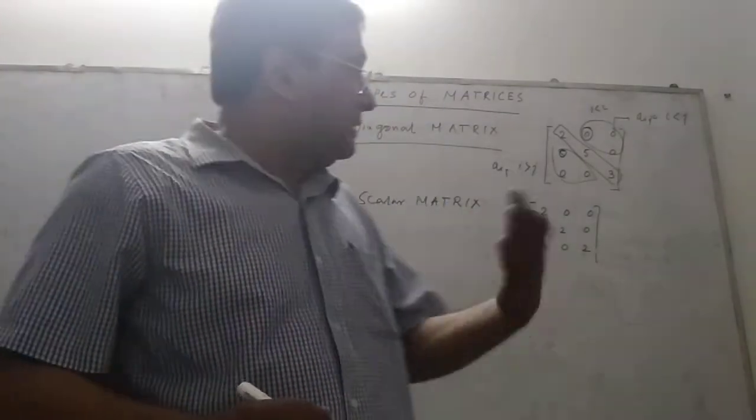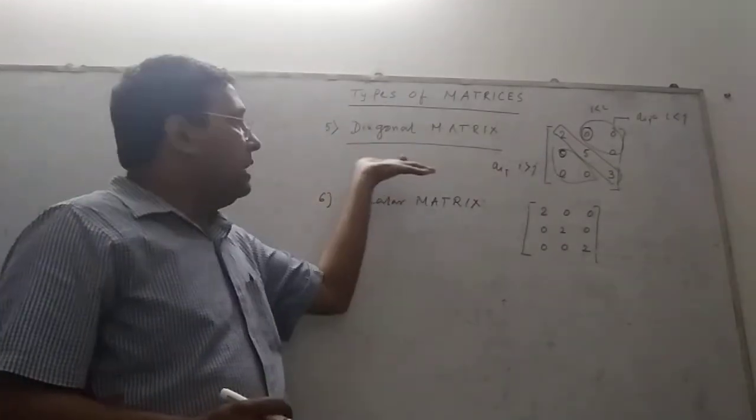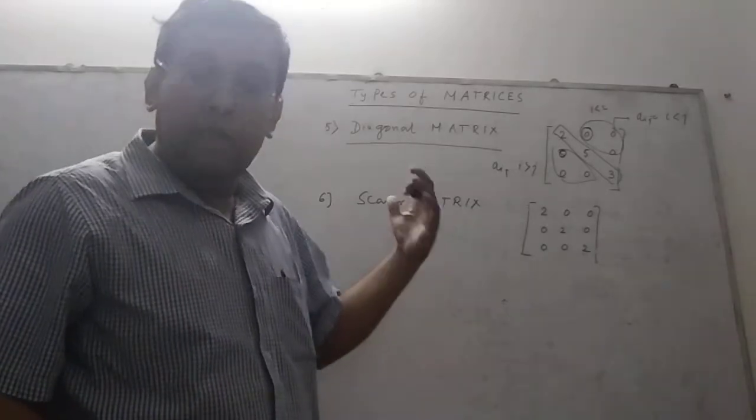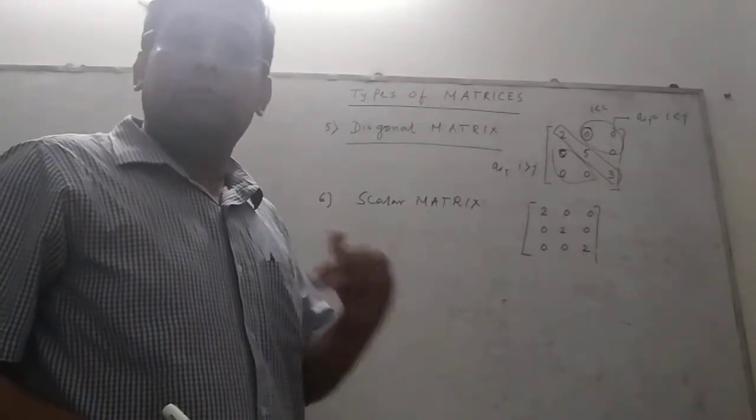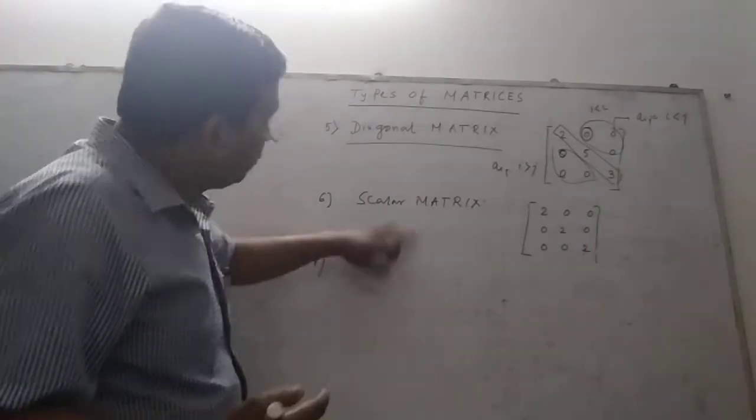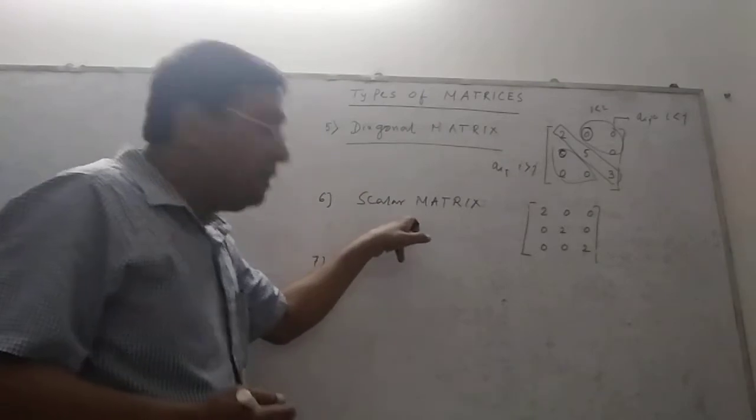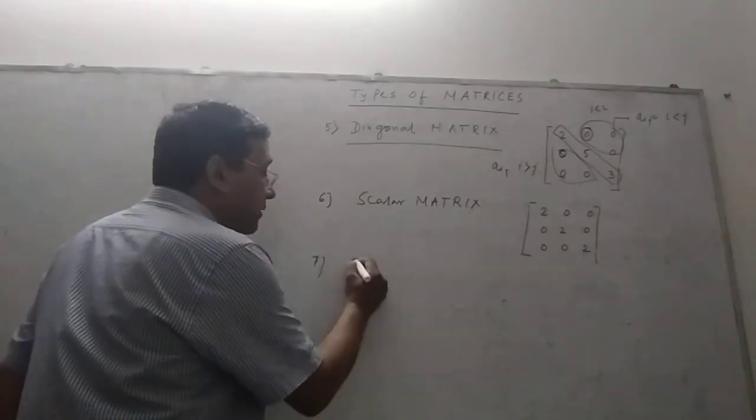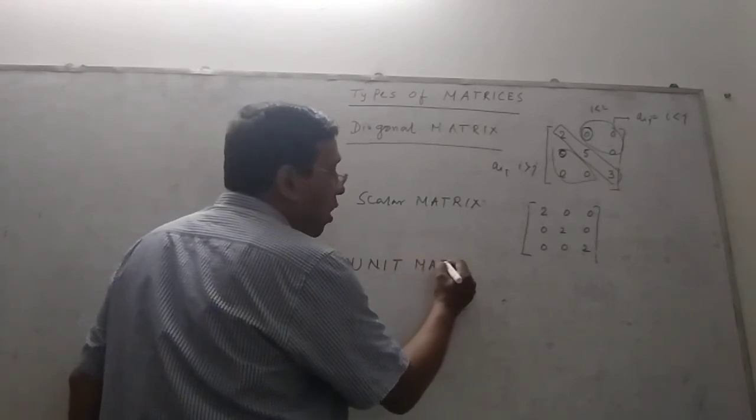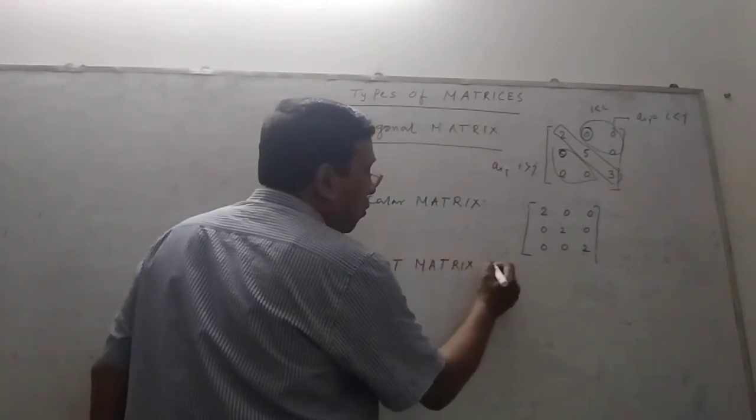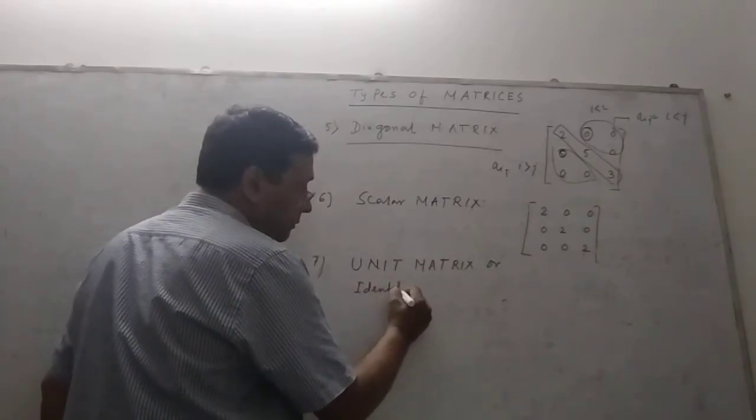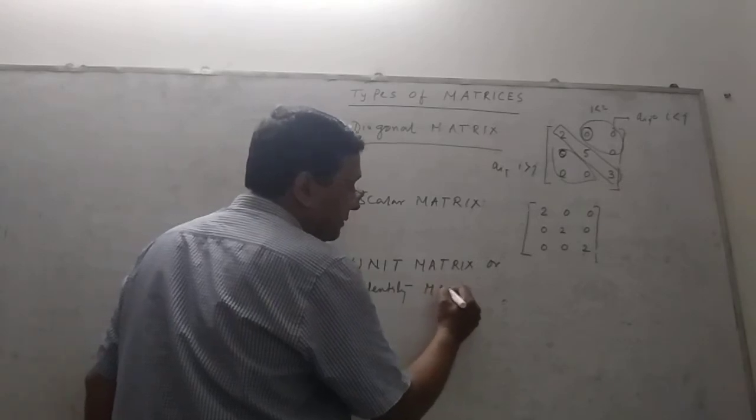So after learning the diagonal matrix and scalar matrix, next we have to learn what the unit matrix is. That is actually our objective. A unit matrix is a square matrix, also a diagonal matrix, and also a scalar matrix. So the unit matrix, or we can say the identity matrix.